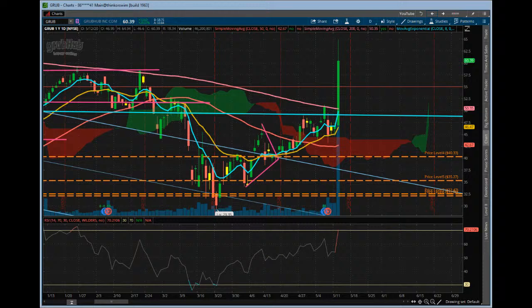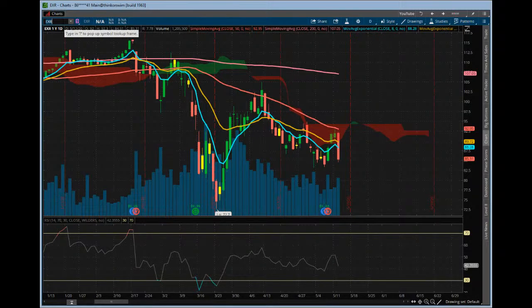So good stuff. All right, Shirley sent in a few via email, so let's go through those. We have EXR. Shirley's a little bearish here today. So let's see. That was a really nice pullback on this one.